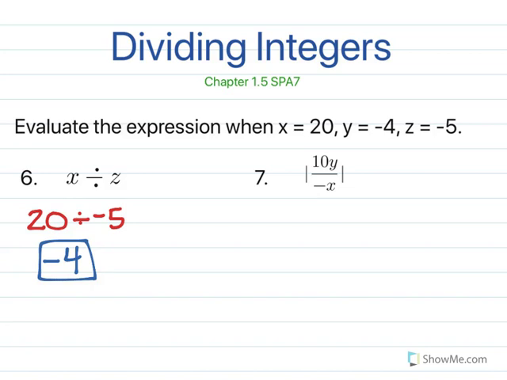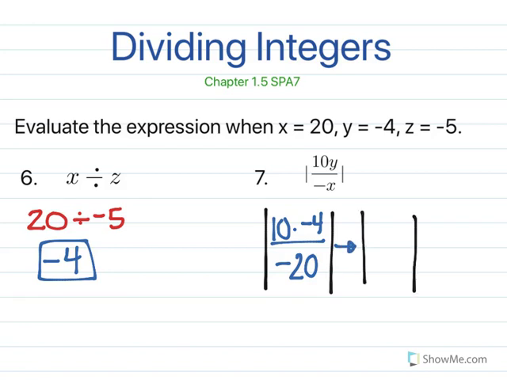Now 7 becomes a little bit more tricky. We have our absolute value signs, right? And we have 10 times y, which is negative 4, divided by negative x, which is 20. So divide by negative 20. And then, again, the absolute value signs are still there. 10 times negative 4 is negative 40. And it's divided by negative 20.